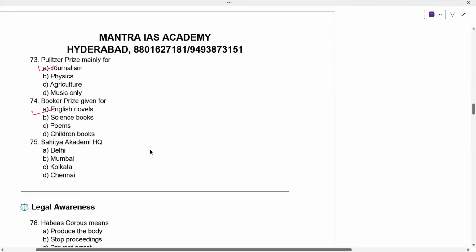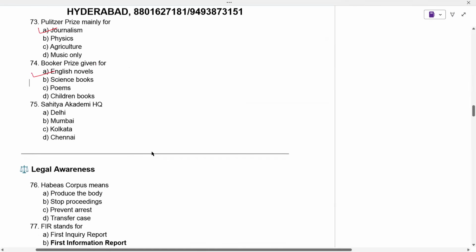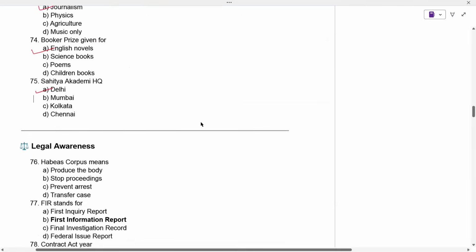Now, Sahitya Akademi headquarters in which place? Yeah, that's option A beta. Even the Sahitya Akademi awards also were announced recently.